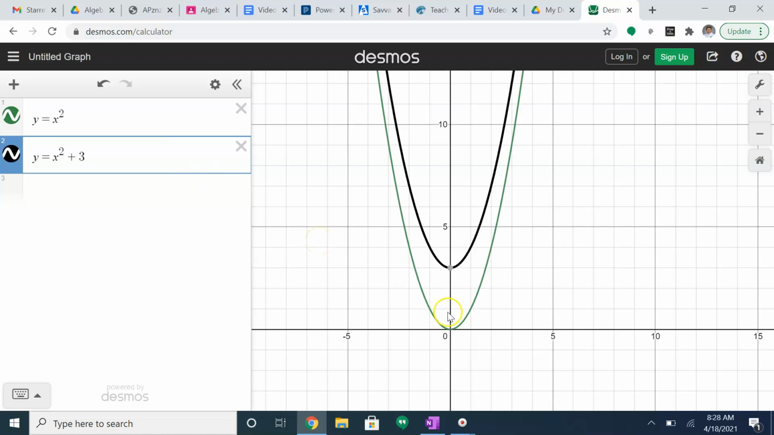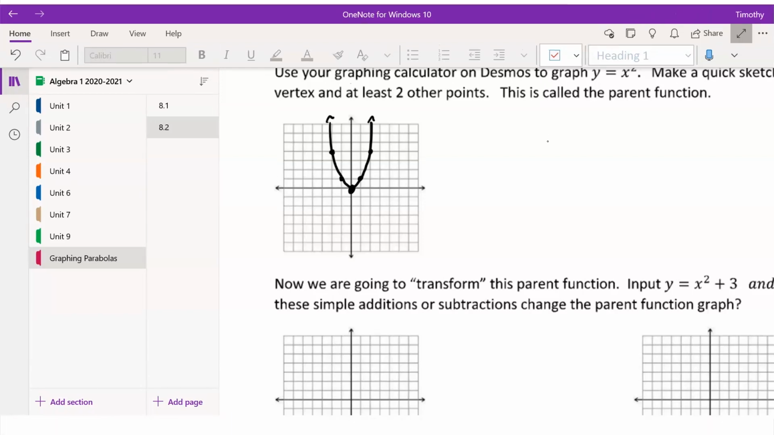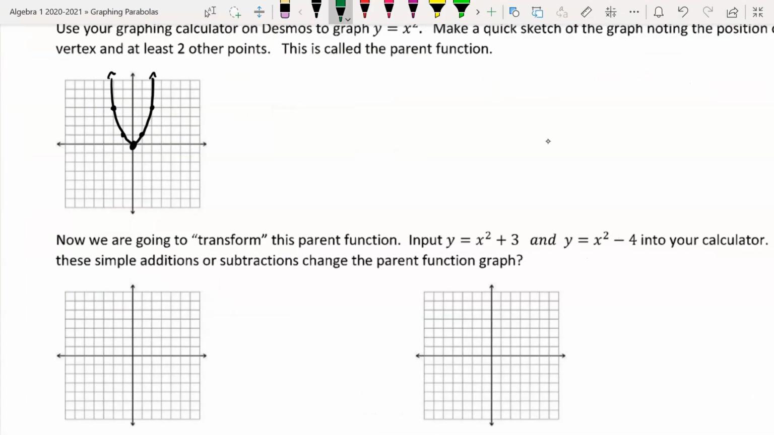So y equals x squared plus 3, if we look at this, (0, 0) went up to (0, 3), and then (1, 1) went up to (1, 4). Let's compare those. (0, 0) went up to (0, 3), and (1, 1) went up to (1, 4). And I bet 2 goes up to 7. I don't know if you guys are noticing this, but I am moving the graph up when I say plus 3. So this would be upward when I say plus 3.